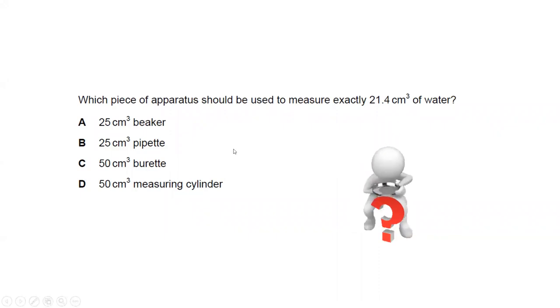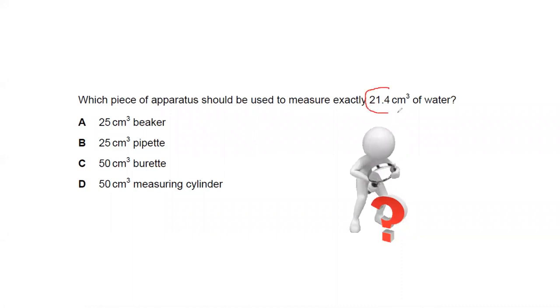The correct answer for this question is C, a burette. Why a burette? You can clearly see what we want to measure. We want to measure 21.4, and I told you that a burette is accurate to 0.1 cm cube. Maximum it can measure 50, but the smallest value is like 0.1, 0.2, 0.3, 0.4 and so on. So it is the most accurate apparatus in terms of volume. So 0.1 cm cube can be measured accurately using a burette.